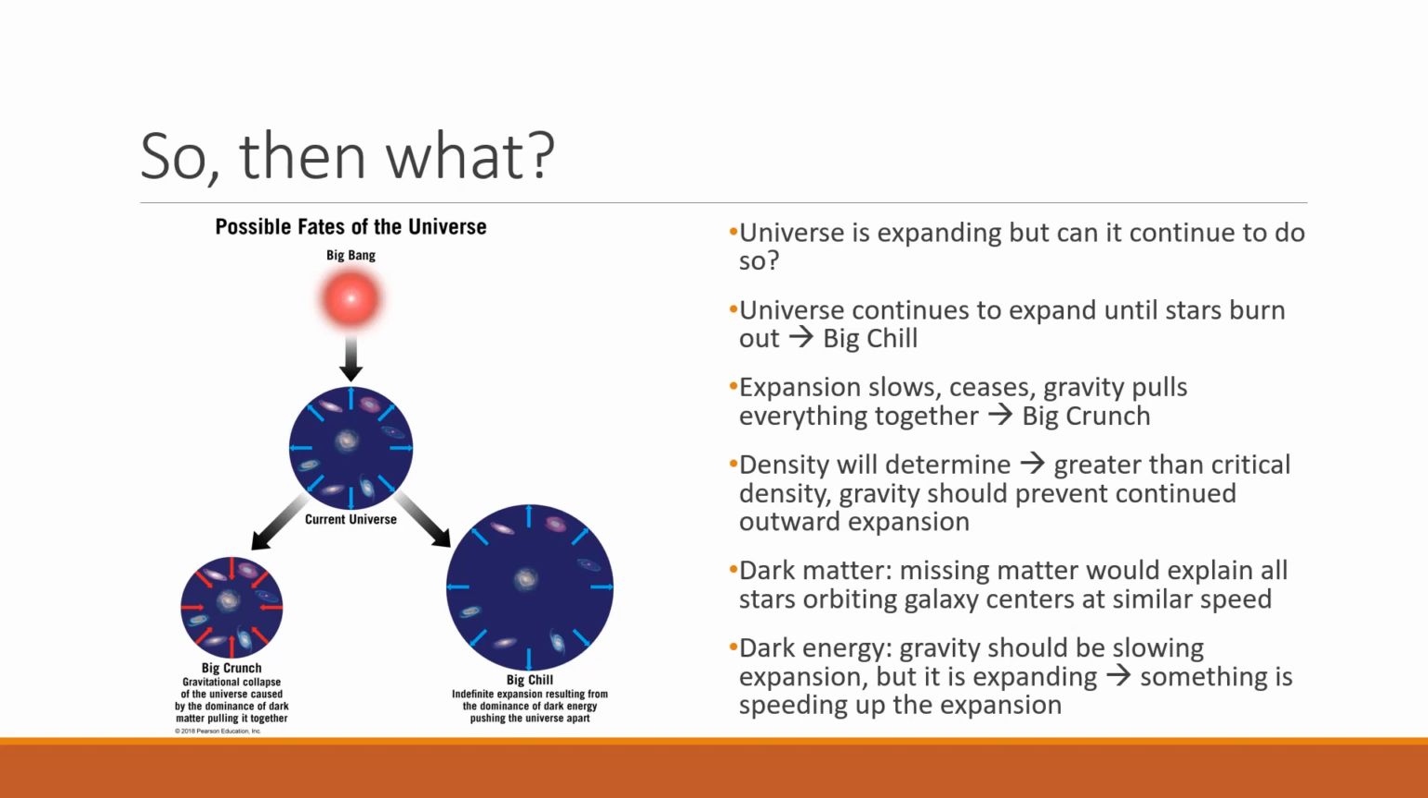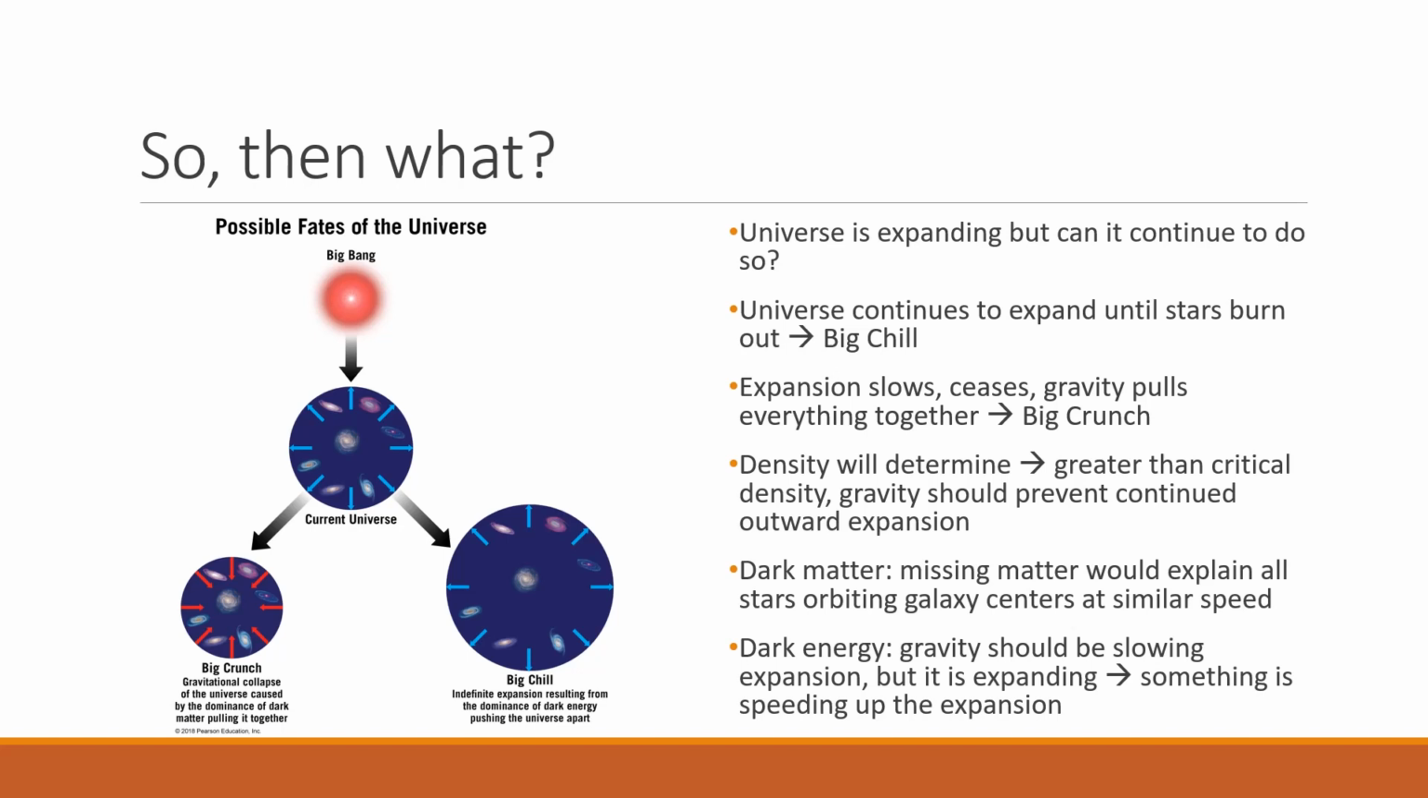The next one is called the Big Crunch, and that is that expansion will slow down, so it won't continue to expand. Eventually, that expansion will totally cease, and because we don't have forces acting against gravity, gravity will start to pull everything together and it will crunch down together, and then it will basically collapse down into one giant black hole.